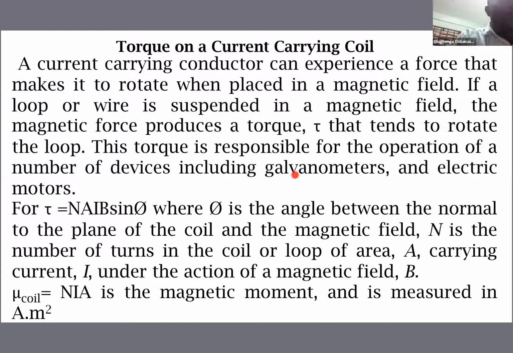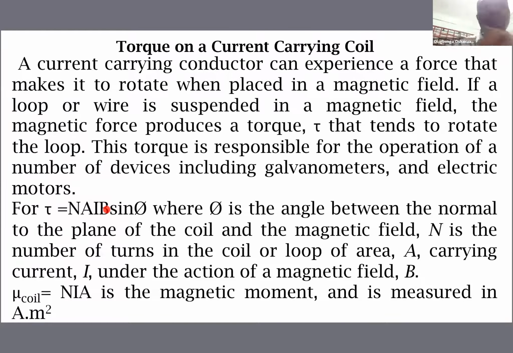And torque, tau, is defined as NABI sine theta. Torque is a vector quantity as well. So this torque we have here is the magnitude of the torque. And this sine theta is telling us that we should expect the largest torque when the angle between the applied magnetic field and the current flow is perpendicular. When it's 90 degrees, that's when we should expect maximum torque.